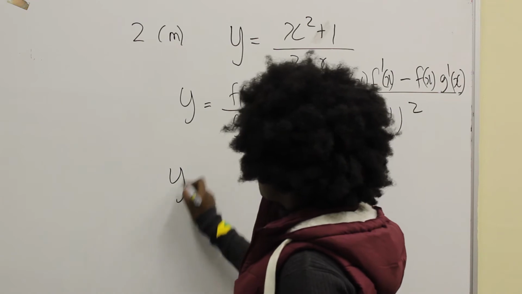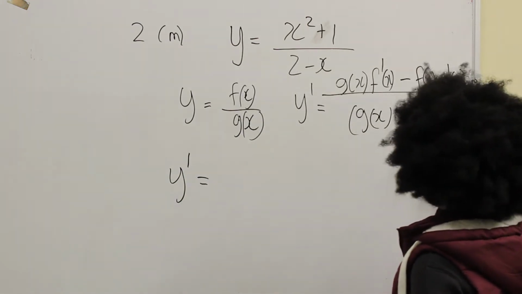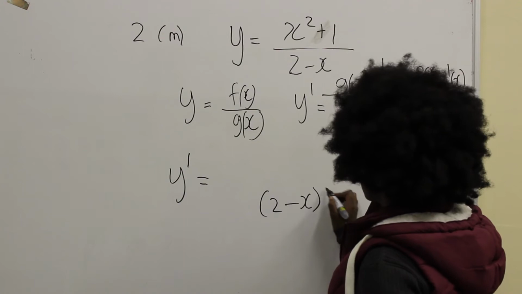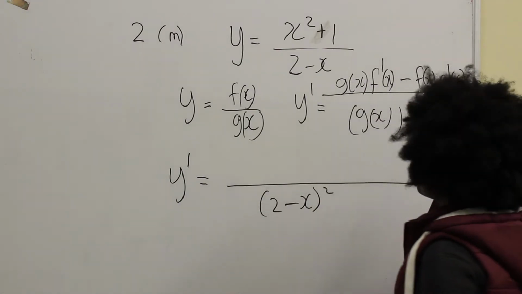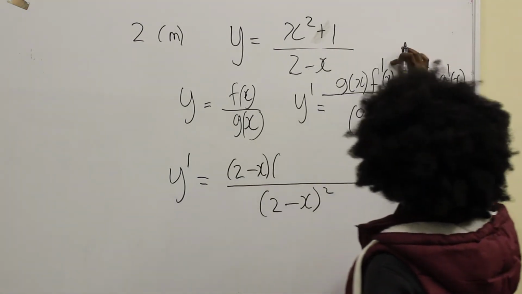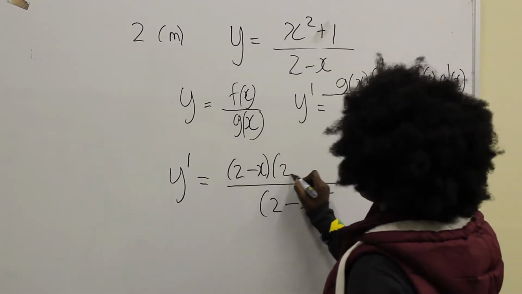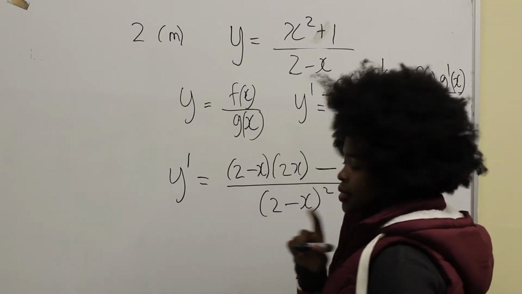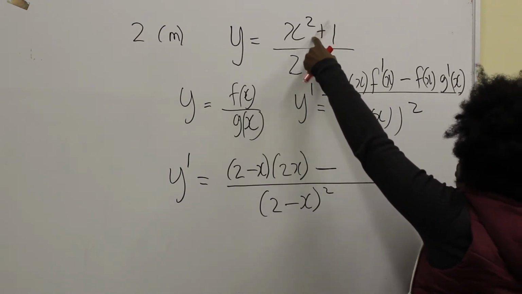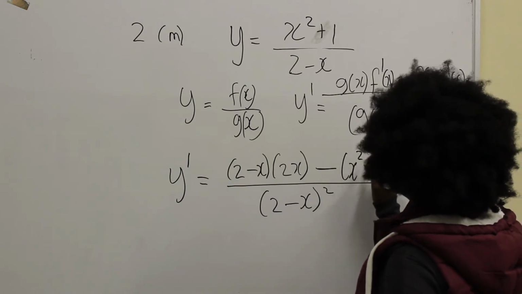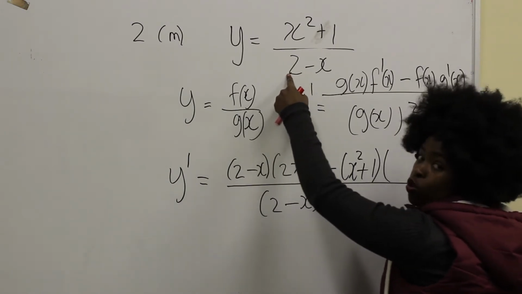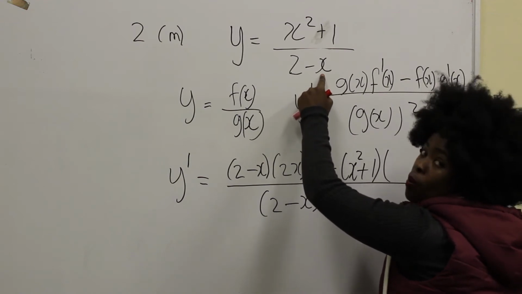So my derivative: I keep my g of x, which is the denominator, squared, so I write (2 minus x) squared, divided by... Now I keep the denominator and differentiate the numerator. The derivative of my numerator is 2x. Then I keep the numerator as it was, x squared plus 1, and multiply by the derivative of the denominator. The derivative of 2 is 0, and the derivative of minus x is minus 1.